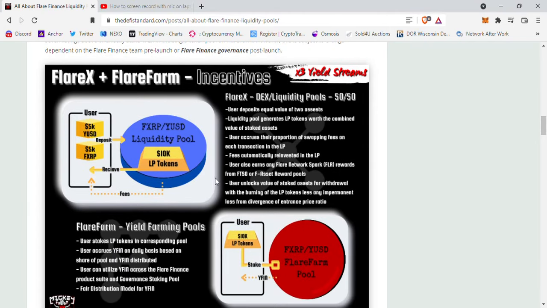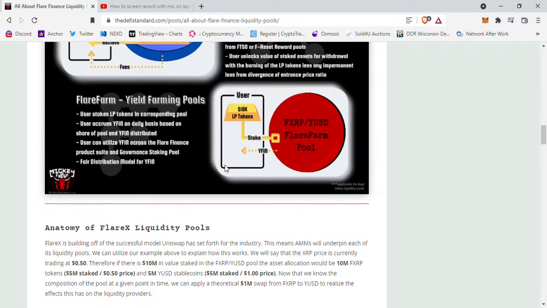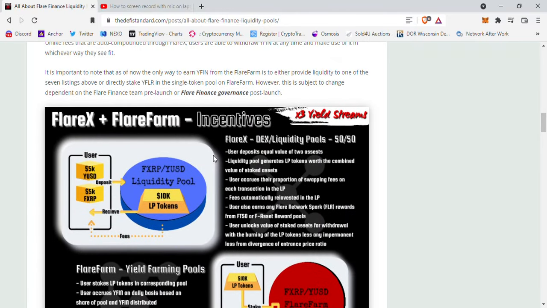And then from here, this is where it gets really awesome. And I love their graphics. That's why I just love this post and just them in general. The DeFi Standard, they're very helpful. But if you look at what's going to happen here, this is the FXRP YUSD liquidity pool. The user here, this is you. Let's say you throw 10,000 bucks in, split evenly, 5,000 YUSD, 5,000 FXRP. You throw that into the liquidity pool, and in return, you're going to see 10,000 LP tokens. This isn't accurate, this is really just for example's sake.